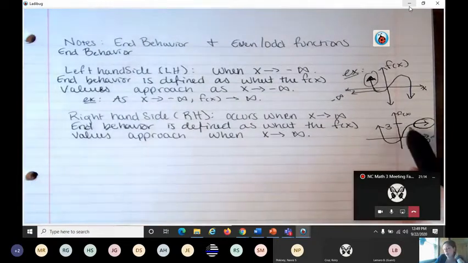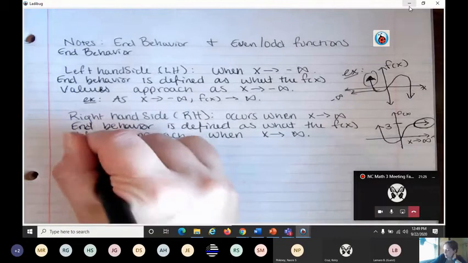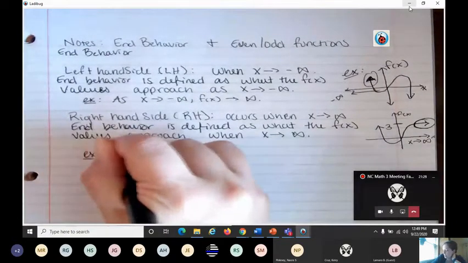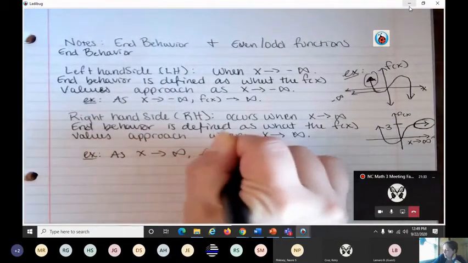So in this case, and I'll kind of walk us through this case, this function levels off at 3. It has a limit at 3. For this example, I should have put it right up there with the other one. As x's are approaching positive infinity, my f of x's are approaching 3.